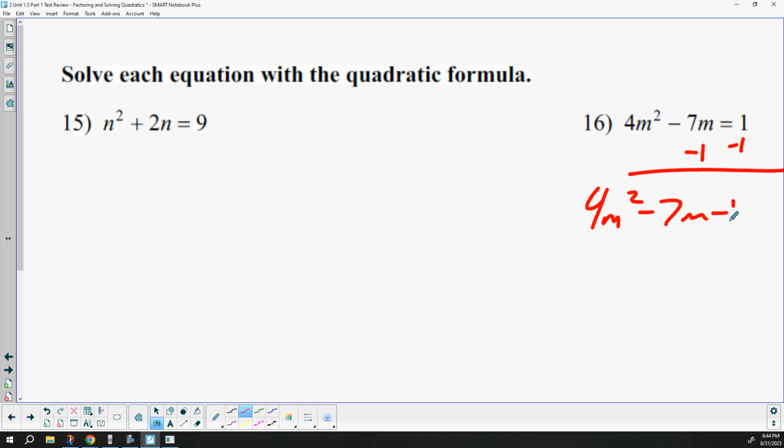You need your a, which, in this case, is 4. You need your b, which is negative 7. And we need our c, which is negative 1. And then plug it into the quadratic formula. I will be providing this during the test.